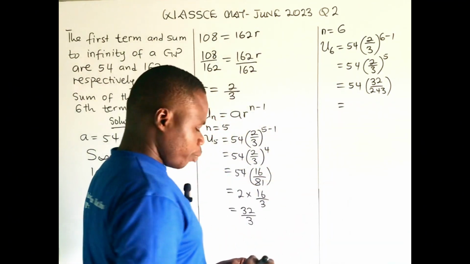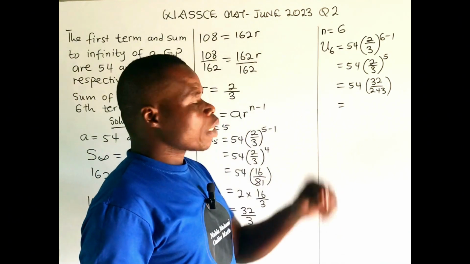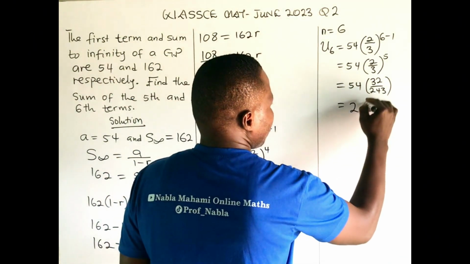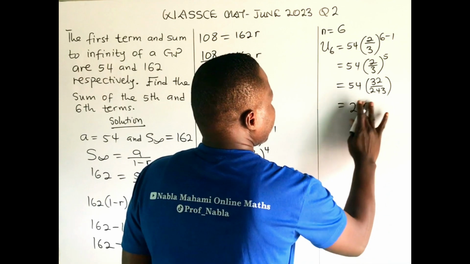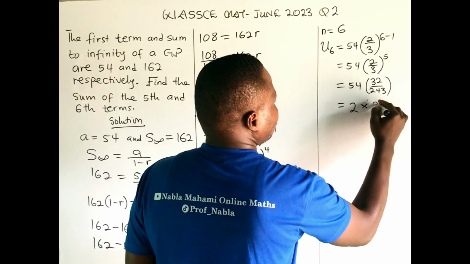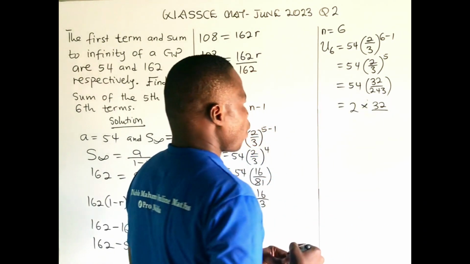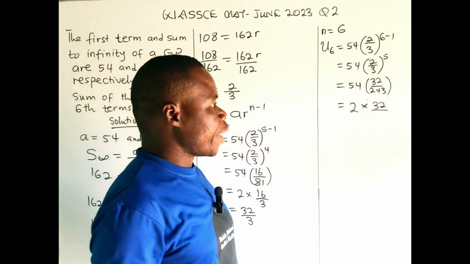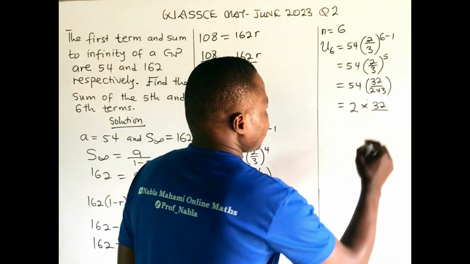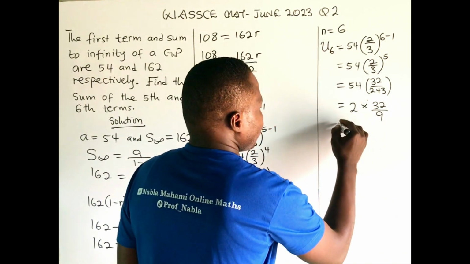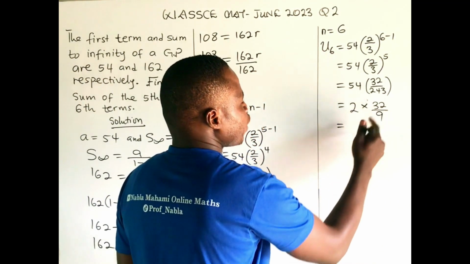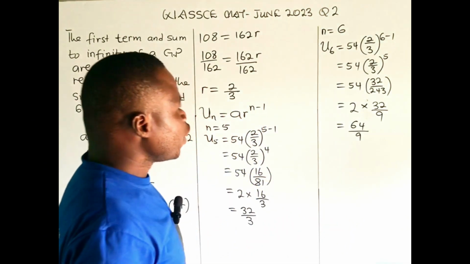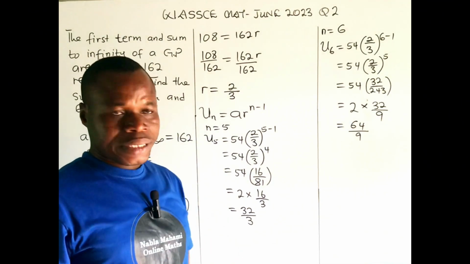Then we'll continue. 27 will go into 54 2 times. So I have 2 times 32 over, 27 will go into 243 9 times. So I have 9. And this will give me 2 times 32, which is 64 over 9. And this is the sixth term.